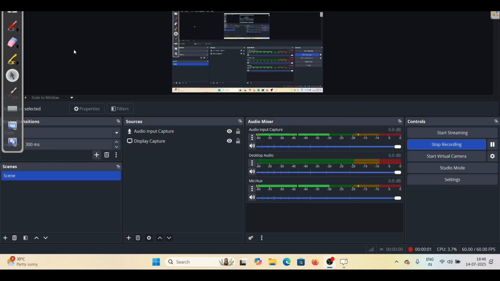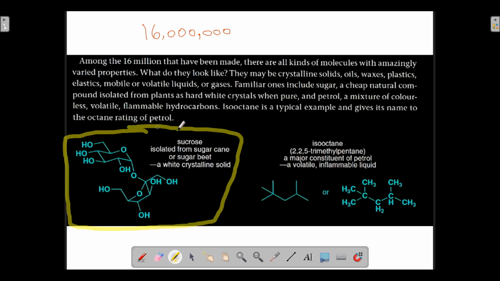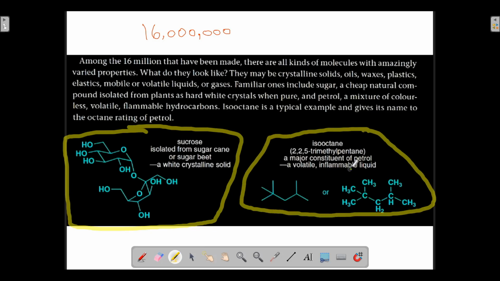So let's move on towards lecture number 12 of Clayden book. Unit 1 is going on from Clayden book and we are at lecture number 12. We will understand the meaning of this particular paragraph in this class. But before that, have a look at these two structures.